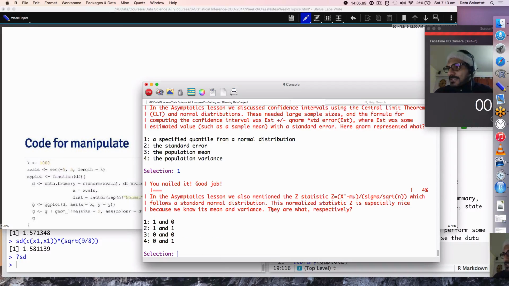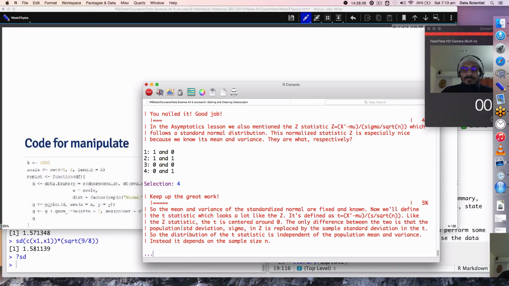In the asymptotics lessons, we also saw that the Z statistic is Z equal to x bar minus mu upon sigma over square root of n, which follows a standard normal distribution. This normalized statistic is especially nice because we know the mean and variance. So mean and variance in the case of the Z statistic are what? 0 and 1.